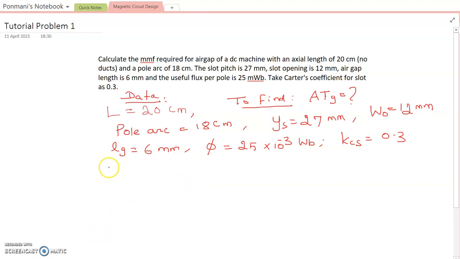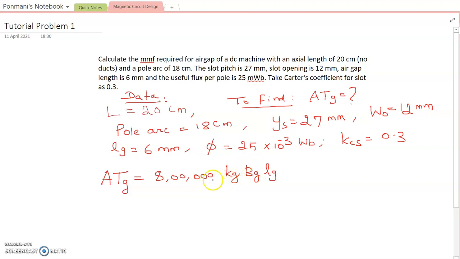The formula to calculate the ampere turns for the air gap: MMF required for the air gap is 800000 Kg Bg lg. Out of these parameters, lg, the air gap length, is given. Then we need to calculate Kg and Bg.